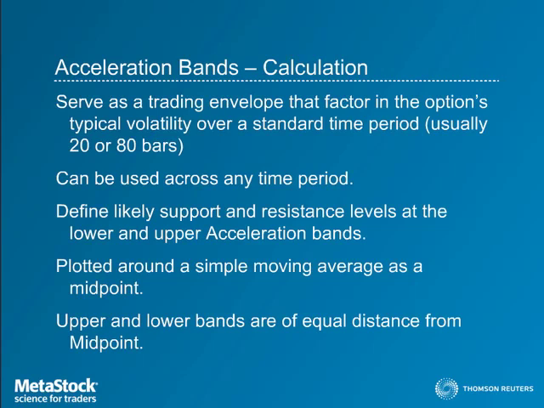It serves as a trading envelope. It can be used on any time frame. And he says it defines likely support and resistance levels as the lower and upper acceleration bands. It's plotted around a simple moving average, and the upper and lower bands are always equal distance from each other. He basically uses an option volatility calculation in there, I think based on about 20 days. But we do have it documented in the manual, and it's completely open.